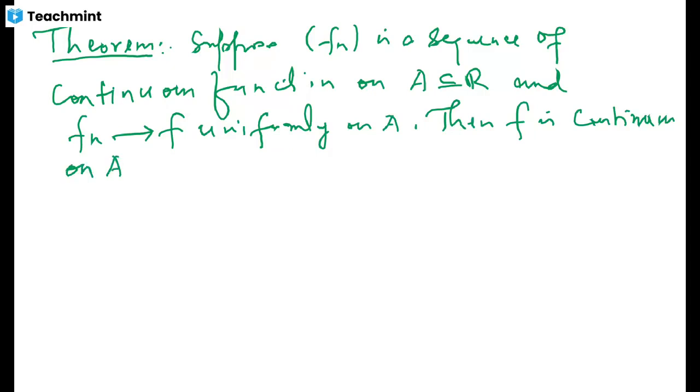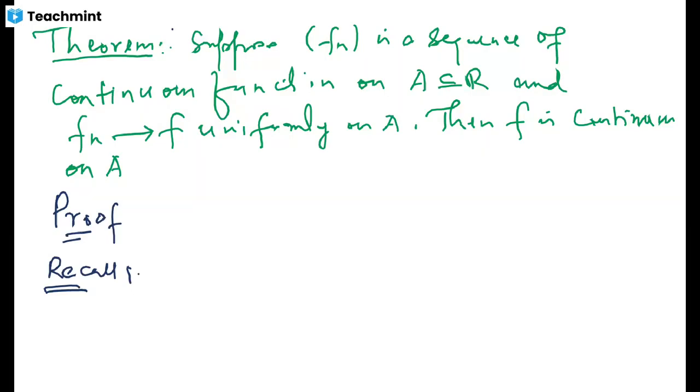That means uniform convergence is something that preserves continuity; it carries continuity over to the limit function. If the functions are continuous, then it passes on to the limit function. The proof has no big issue. You just have to use the definition of continuity of a function and the definition of uniform convergence. But let me recall for your reference what a continuous function is.